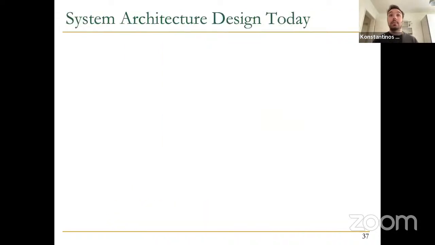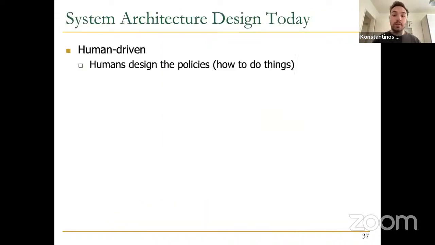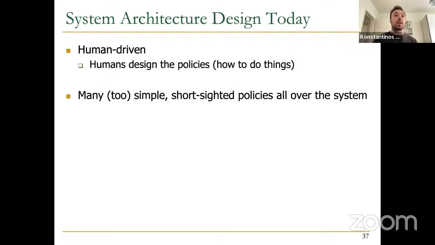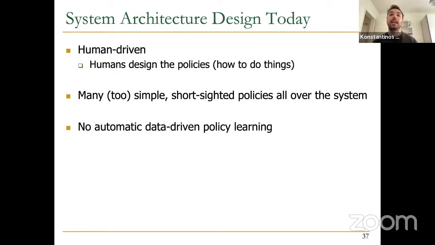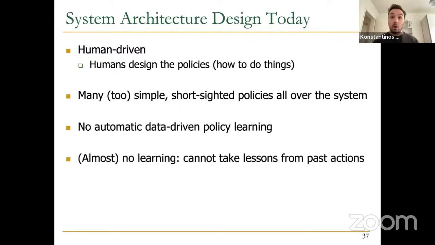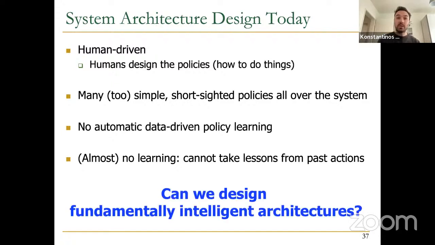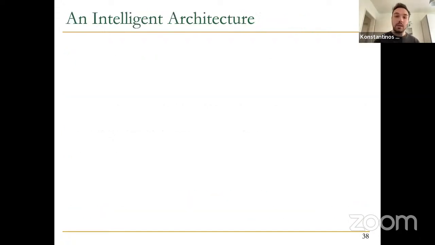So how is the system architecture designed today? It's human-driven, and humans design the policies, right? And how to do things. So we have many too simple and short-sighted policies all over the system. There is no automatic data-driven policy learning, almost no learning, and we cannot easily take lessons from past actions. And the question that comes is, can we design fundamentally intelligent architectures?